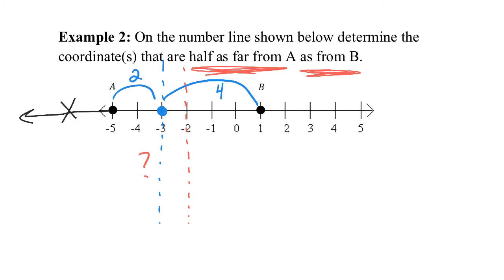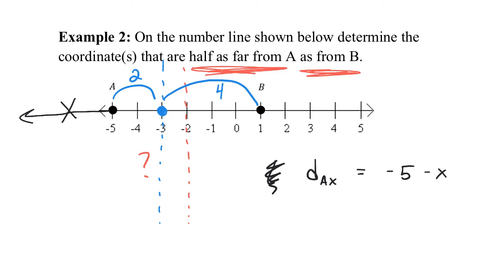So, let's think about this for now. What can I write as the distance from A to the unknown point? How do I figure out the distance between these two? This value minus... What are you going to call this? X. And what is the value of A? Negative 5. So the distance between the point A and the unknown is really equal to negative 5 minus X.